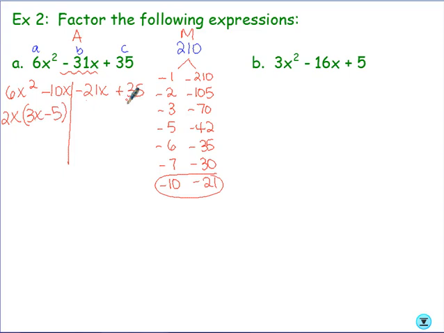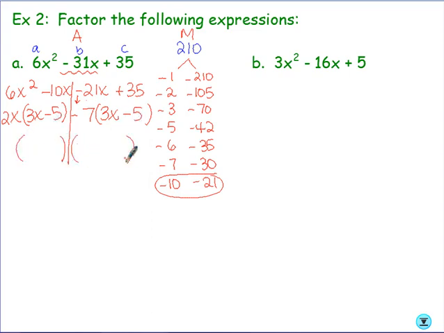21 and 35 can both be divided by 7. Bring down the negative. Negative 21 divided by negative 7 is positive 3x. Positive 35 divided by negative 7 is negative 5. Watch your signs. These match.